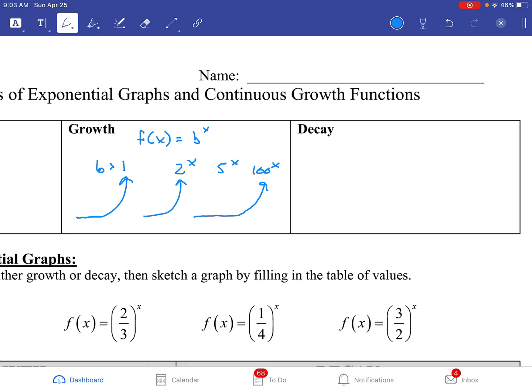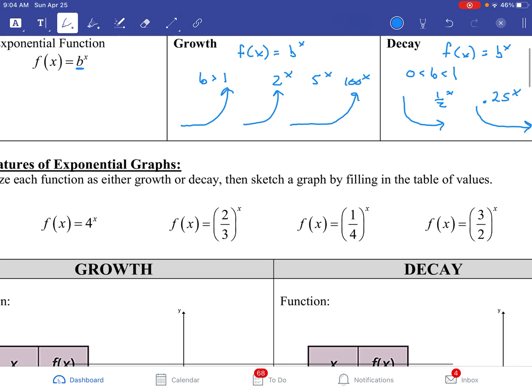Okay. For a decay function, it's the same format, but b is going to be greater than 0, but less than 1. So you're thinking about this as a fraction or a decimal that's less than 1, but greater than 0. So you could have 1/2 to the x, 0.25 to the x. Those are both fractions or decimals that are greater than 0, but less than 1. And for these, they're going to be going down. They're decaying. And how fast they're decaying depends on the b value.